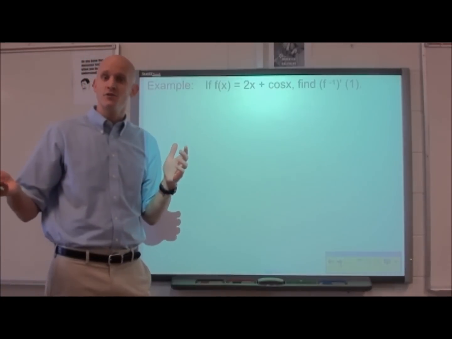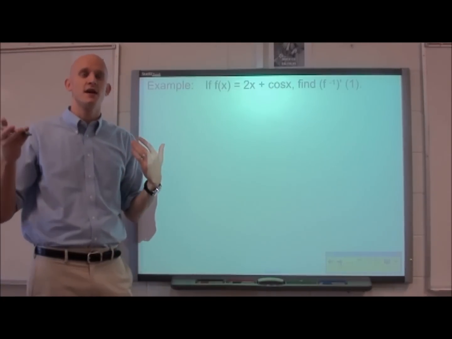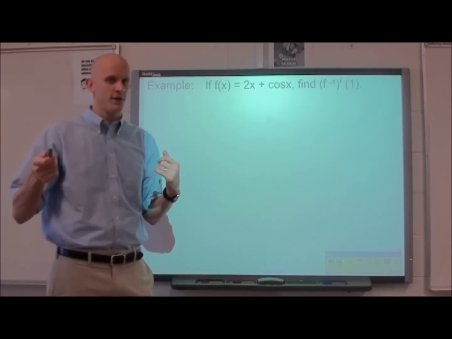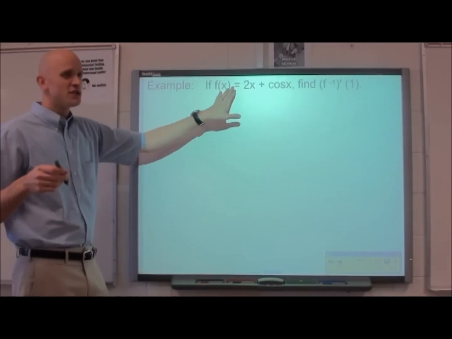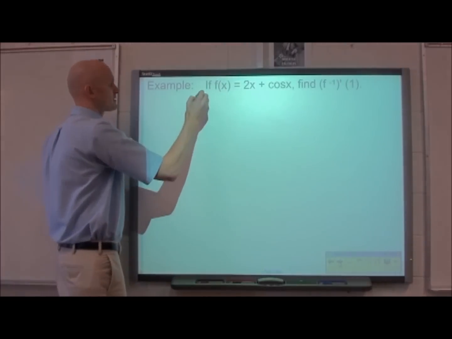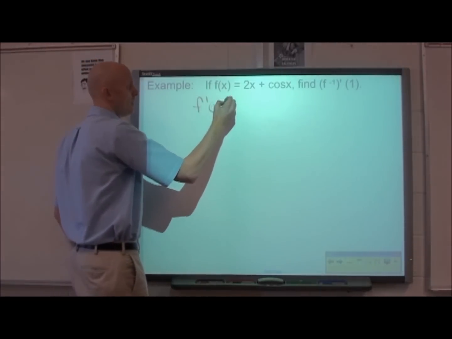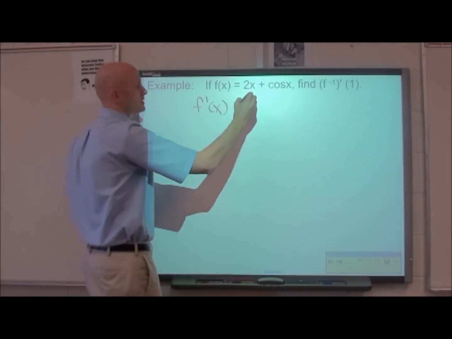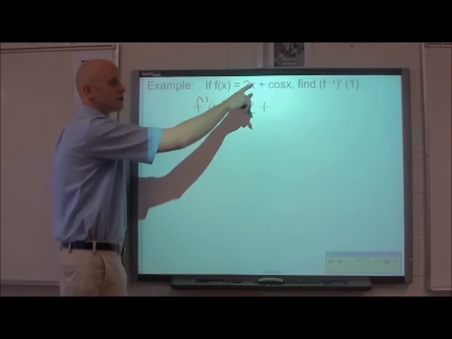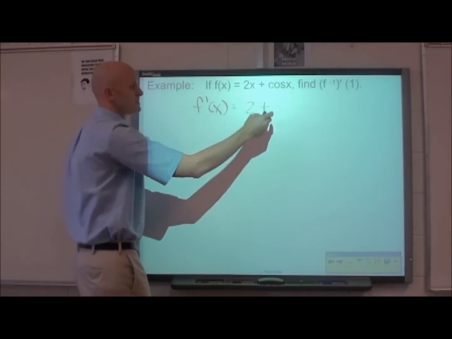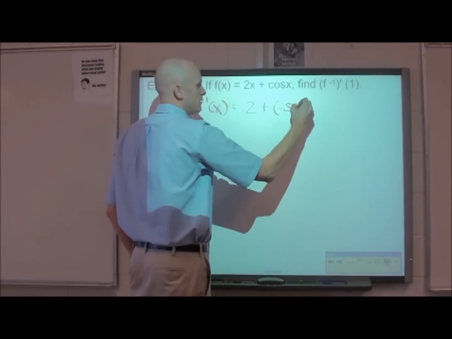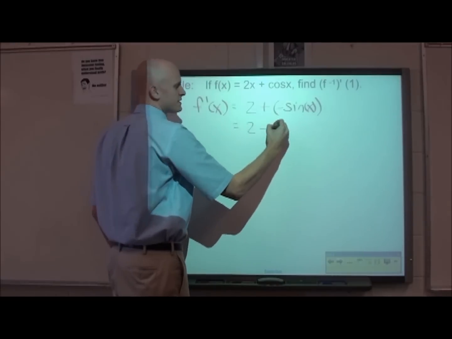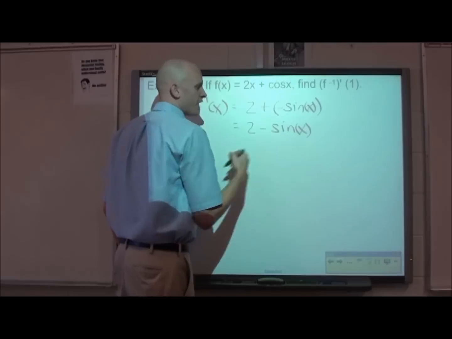The second thing you need to do is decide whether it is 1-to-1. Now there's a little trick that we can use to show something is 1-to-1. What is the derivative of f of x? f prime of x is equal to the derivative of 2x, which is 2, plus the derivative of cosine, which is negative sine, which is 2 minus sine of x.